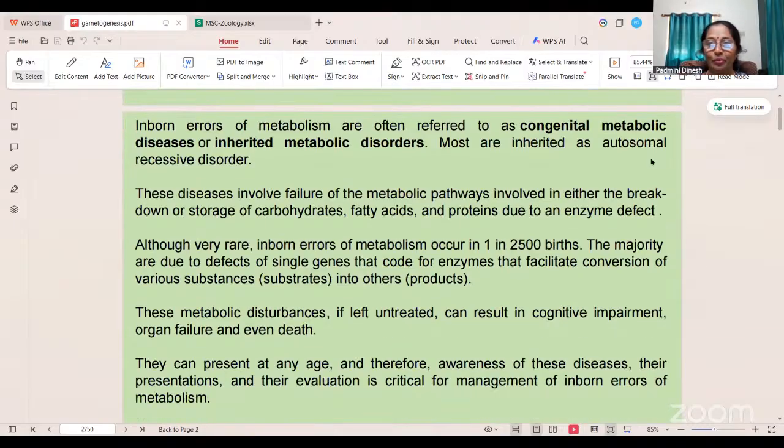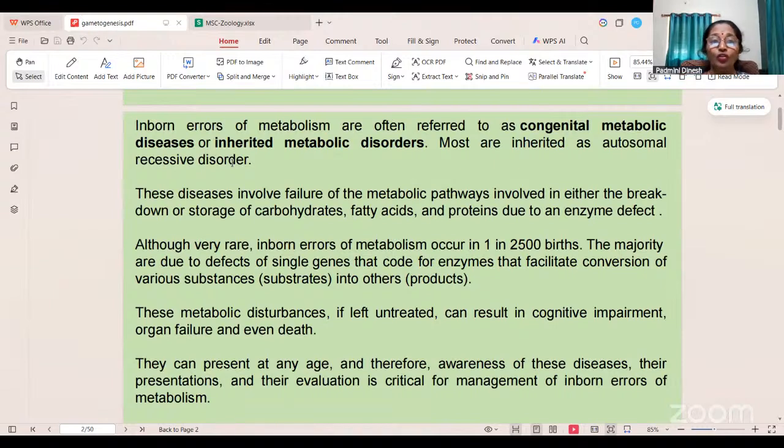That is, congenital metabolism is where there is some problem in childhood where the metabolic pathways are not properly carried out. Or this can also be inherited metabolic disorders. And mostly they are autosomal recessive disorders. We talked about autosomal dominant disorder, and we talked about autosomal recessive disorder.